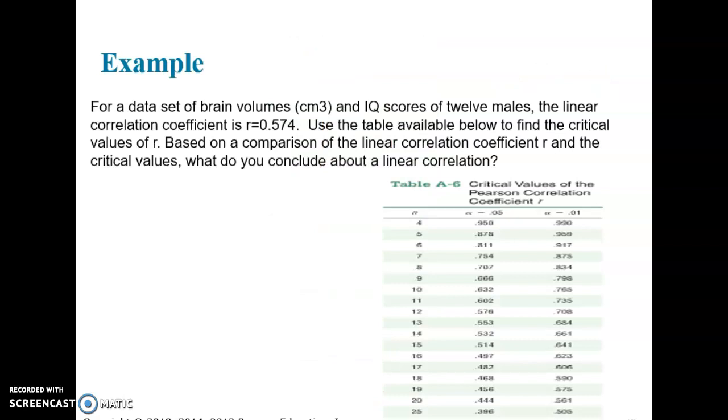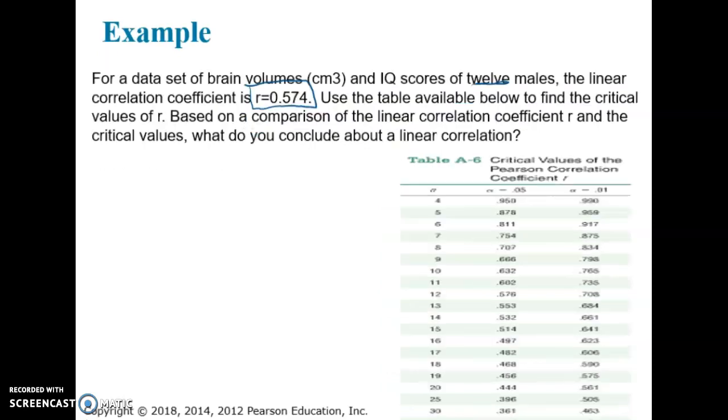Let's look at an example. It says here for a data set of brain volumes in centimeters cubed and IQ scores of 12 males, the linear correlation coefficient is 0.574. We're going to use the table available below to find the critical values of R. Based on a comparison of the linear correlation coefficient R and the critical values, what do you conclude about the linear correlation? In your notes, it specifically states it, but if a problem does not, you can just assume alpha equals 0.05 unless otherwise stated.